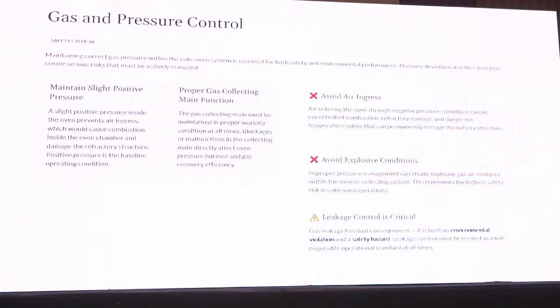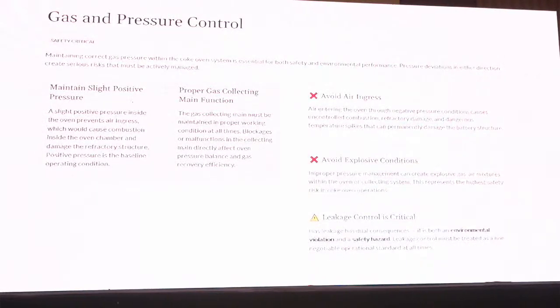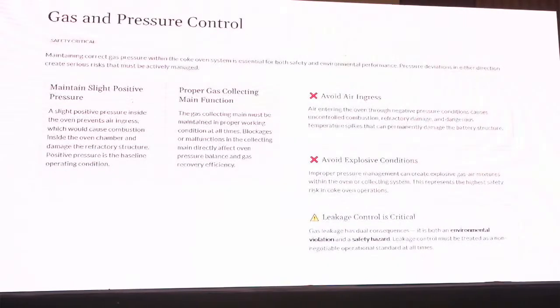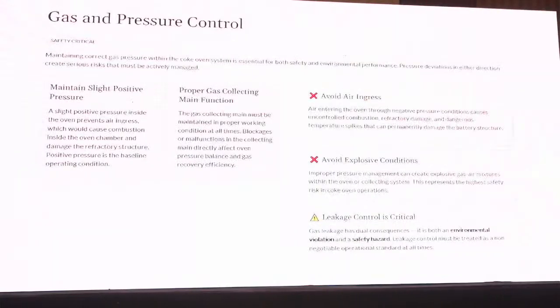Gas and pressure control. Maintaining correct gas pressure within the coke oven system is important for both safety and environmental performance. Maintaining slight positive pressure inside the oven prevents air ingress, which could cause combustion inside the oven chamber and damage the refractory structure. Proper gas collecting main to be maintained for oven pressure balance and gas recovery efficiency.